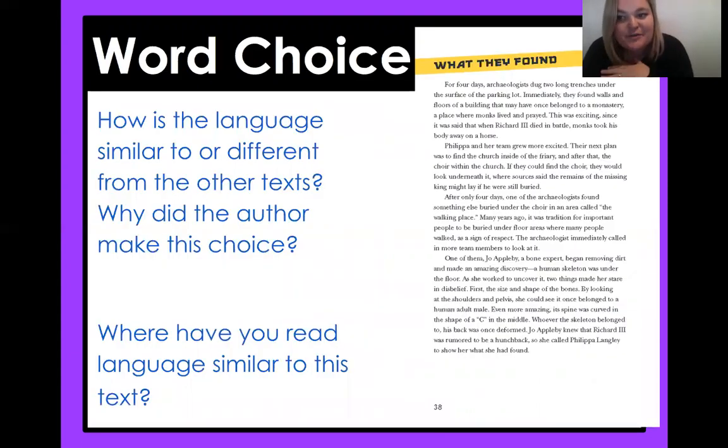Now that we've answered the full question, thank you for reminding me, we're going to hop over to King of the Parking Lot. So it's kind of the same question. How is the language similar to or different from the other texts? Don't let me forget the other questions once we get there.